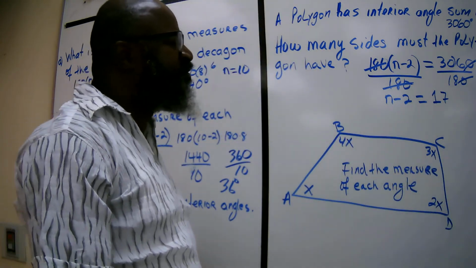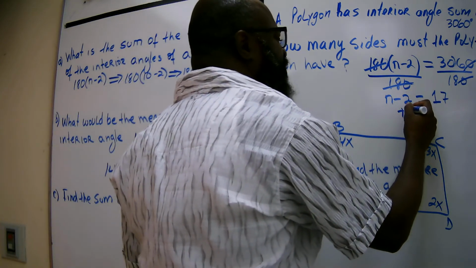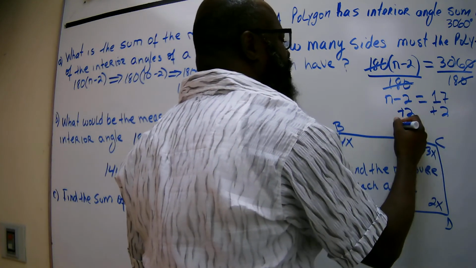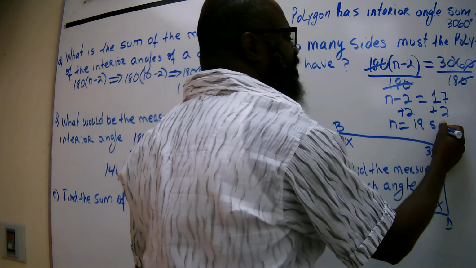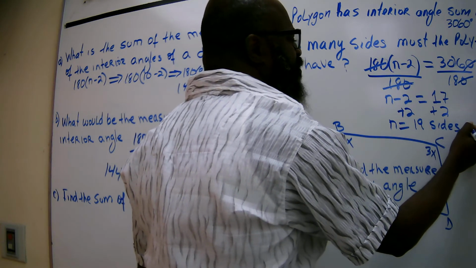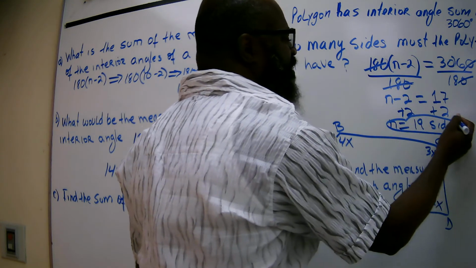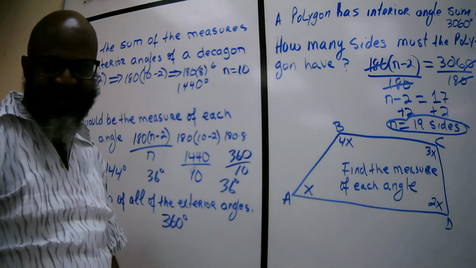So in order to solve for n, add 2 on this side. In this case, the polygon has 19 sides. So we find n, then we're done.